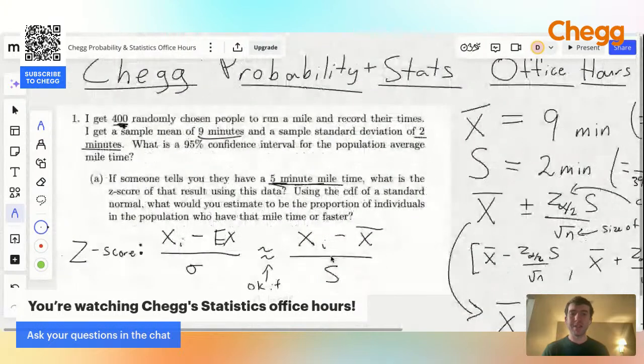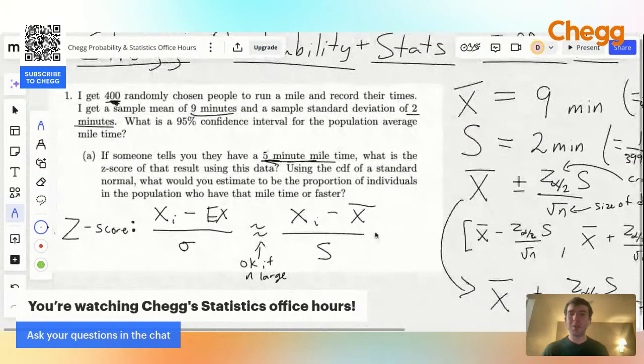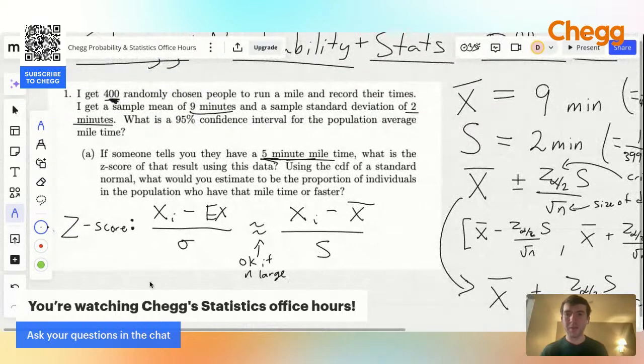So let's go ahead and compute it for this example. Now that we know the formula, it's not so bad. We take 5 minus 9 and divide by the sample standard deviation, which is 2. So we get a z-score of -4 up top divided by 2. That's -2, right?